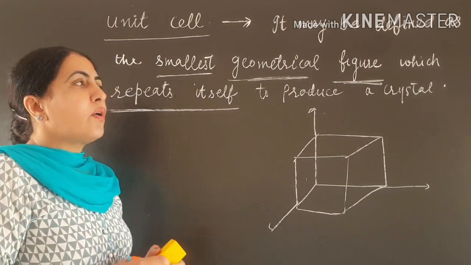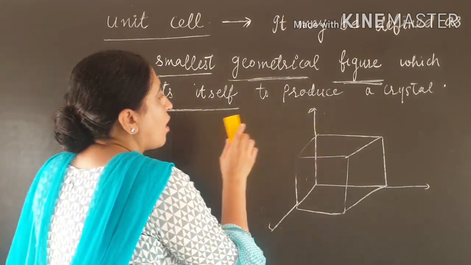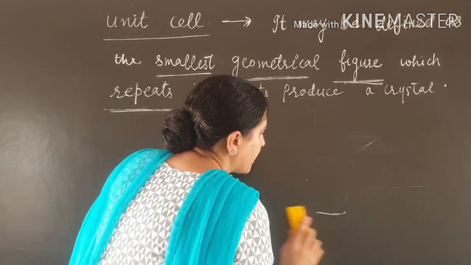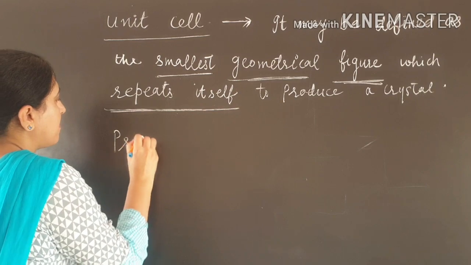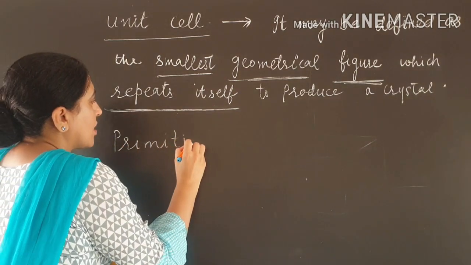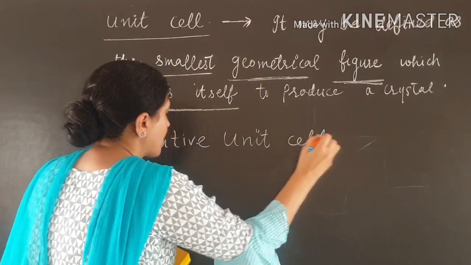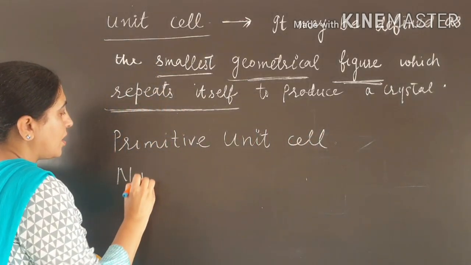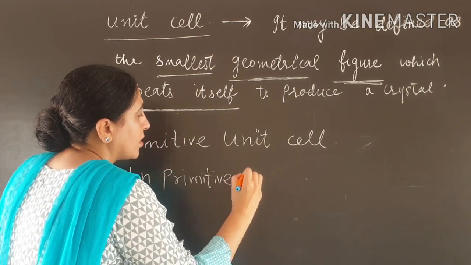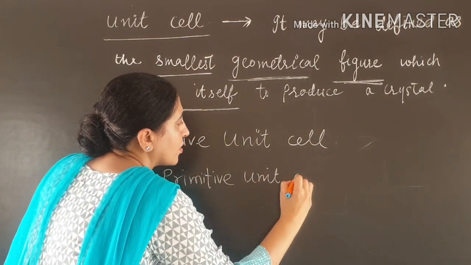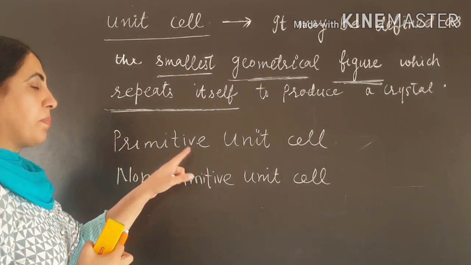Now a unit cell may be a primitive unit cell or a non-primitive unit cell. Primitive unit cell or non-primitive unit cell.